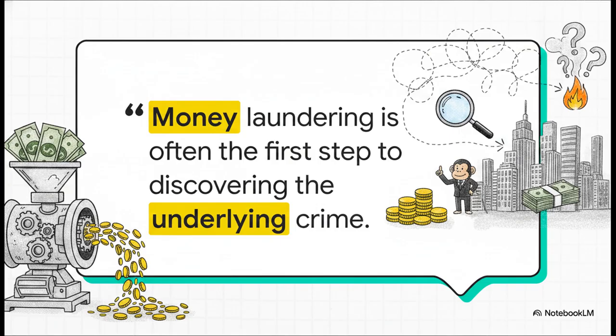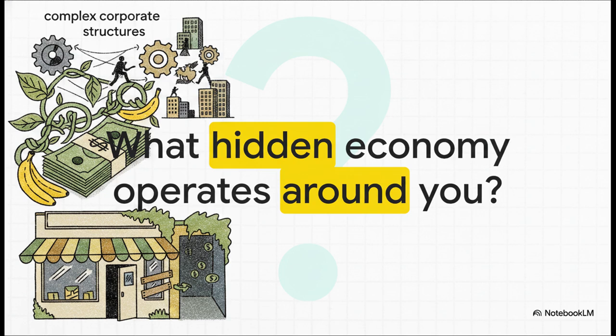But that very process, the effort required to launder the money, is exactly what creates a paper trail. Investigators often point out that money laundering is the first step to discovering the underlying crime. Where there's smoke, there's fire, right? The very mechanism designed to hide the crime is usually the exact thing that exposes the entire enterprise. It really makes you look at the world a little differently, doesn't it? From cash-heavy businesses to super complex corporate structures, the mechanisms of laundering are deeply embedded in the global financial system.